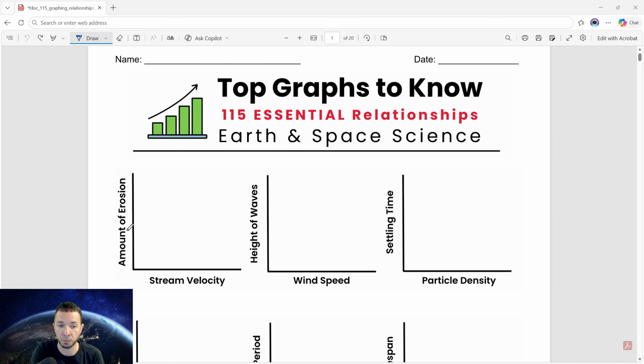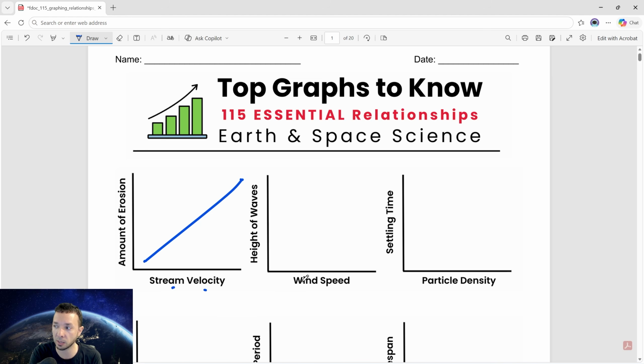Got my little blue pen, and we're just going to do, is it direct, inverse, cyclic, constant, or whatever you think this relationship might be. So here we go. You read this like this: as stream velocity increases, what happens to the amount of erosion? Answer to that's going to be direct. As stream velocity increases, the amount of erosion increases. All right, you get it now? All right, here we go.